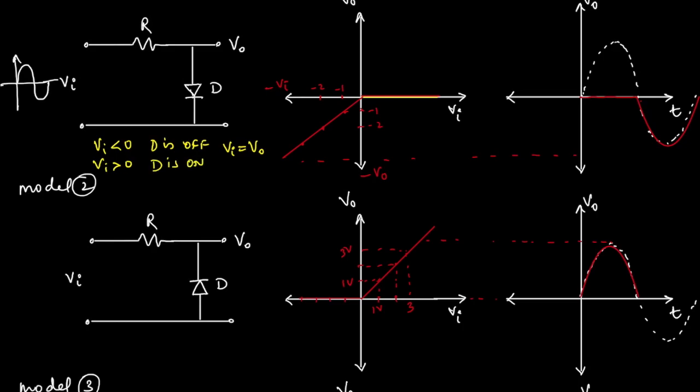D is on, correct? Vi greater than 0 means positive. Positive means diode is on. If diode is on, what will be the output? It will be 0. So this condition for everything you have to write. Similarly here, vi less than 0, D is on, vi is equal to 0. And if vi is greater than 0, D is off, so what will be output? Output will be same as input.